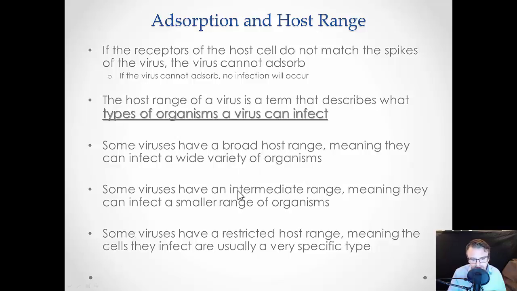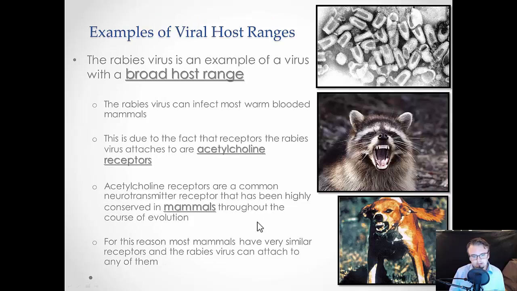Another example is that some viruses have what's called an intermediate range. They can infect a couple cell types, but not a broad range. So just kind of a lesser extent. And then we have the third example, which is restricted. And in this case, they can usually only infect a very specific type of cell, one cell type or one very, very specific species or one cell type within a species. Let's go through a few examples here.